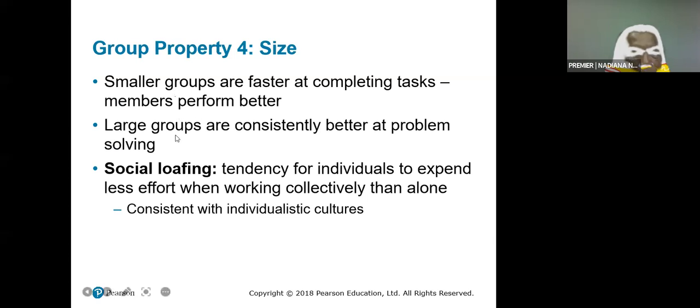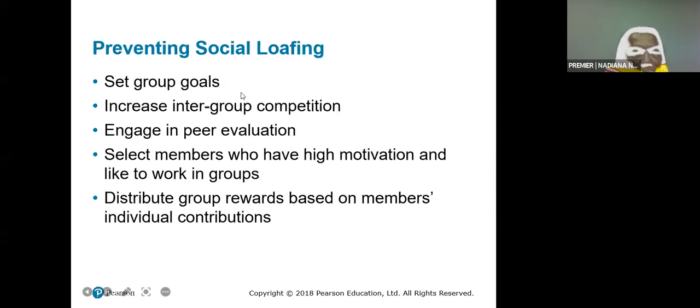Group property 4: size. Smaller groups are faster at completing tasks. Members perform better. That is very good in a small group. Larger groups are consistently better at problem solving, but do not perform better in completing tasks. Social loafing: the tendency for individuals to expend less effort when working collectively than alone. That is consistent with individualist cultures. To prevent social loafing, set group goals, increase intergroup competition, engage in peer evaluation, select members who have high motivation and like to work in groups, and distribute group rewards based on members' individual contributions.